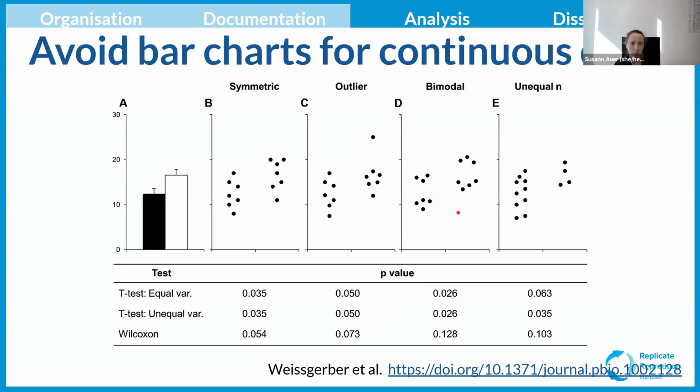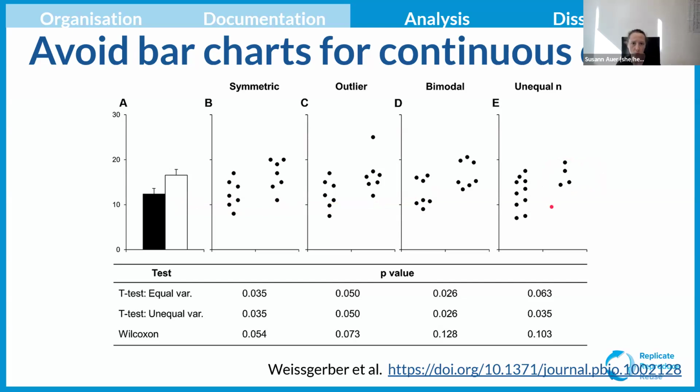Here we would have a bimodal distribution. So maybe we have observed female and male mice, for example, and maybe the males show a different response than the females, or maybe there's some other kind of thing that you are seeing. And again, here, it's not a good representation in a bar graph, right? And then here we have an unequal number of sample sizes. So again, not a transparent way.